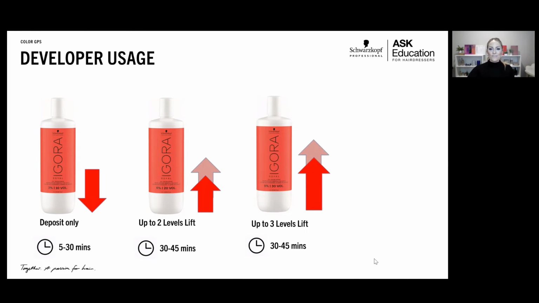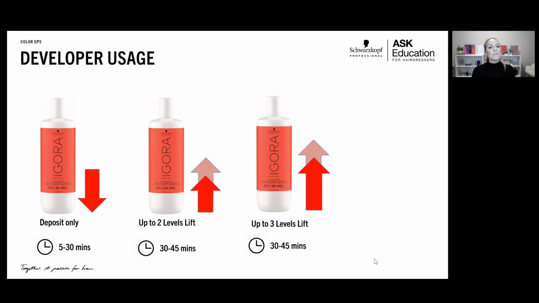For up to 3 levels of lift, we're going to use our 9% 30 volume. And again, we always say "up to," if you've noticed, up to 3 levels of lift. That is because we need to look at the texture of the hair. If our client has very fine hair or fine to normal texture, then we will achieve 3 levels of lift with the 30 volume. But for some clients, if the texture of their hair is very coarse and it's darker natural levels, then we would achieve 2 levels of lift with a 30 volume.